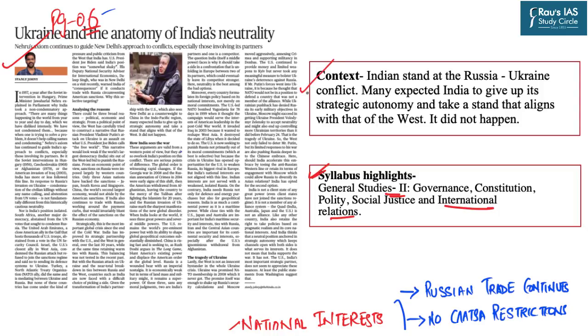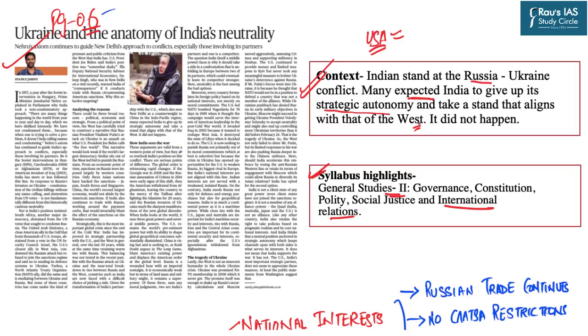If you closely analyze, the context of this article is the Indian stand on the Russia-Ukraine conflict. Now, as we all know, for the last few years India was witnessing a very close, growing relationship with countries like the USA. So it was expected that in this war also India would take a stand which conforms with the notions of the USA. That is why many expected India to give up its strategic autonomy and take a stand that aligns with that of the West.